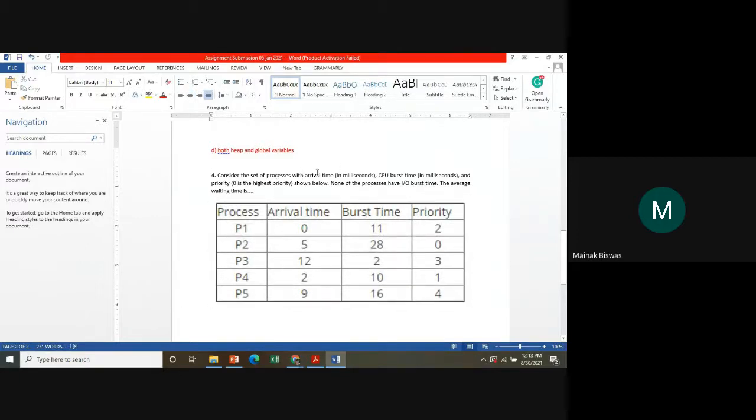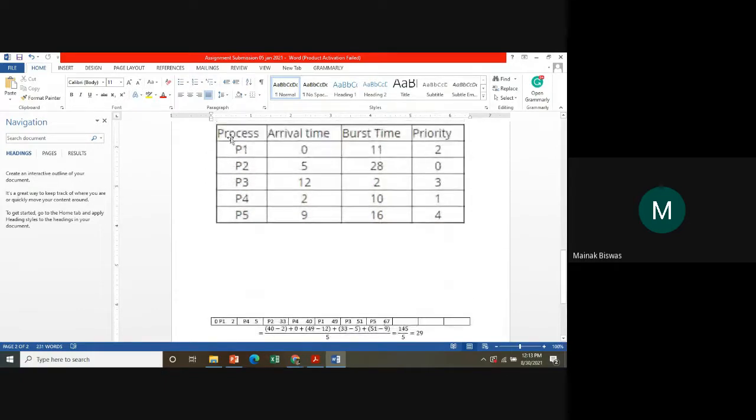Consider the set of processes with arrival time in milliseconds, CPU burst time in milliseconds, and priority shown below. None of the processes have the IO burst time. The average waiting time is this one. So I'm presuming that this is a preemptive priority scheduling algorithm. Let us solve this one.